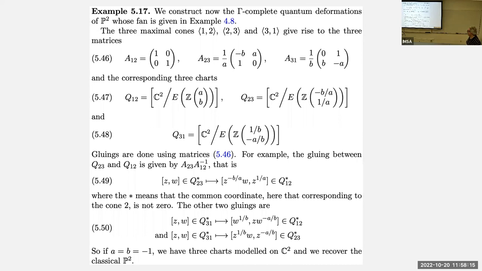Here is P2. And here we have the quantum torus. These are three quantum tori, the same quantum torus, but presented differently. And this allows you to glue. And remember, a and b could be irrational. Now, in the language of the topos, these expressions make sense. And you have these gluings, and you get the full deformation space for P2. You get a bunch of quantum P2s. And this is by charts.